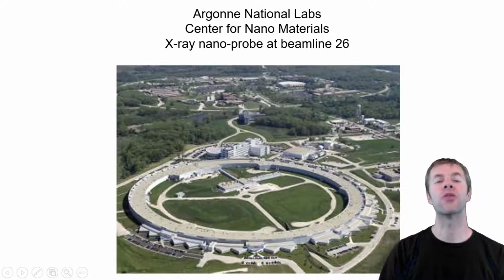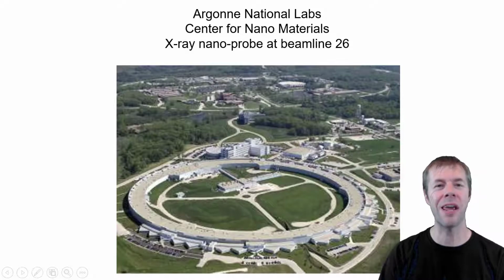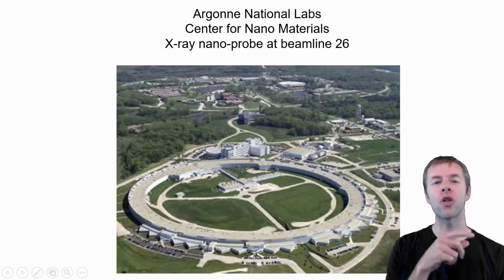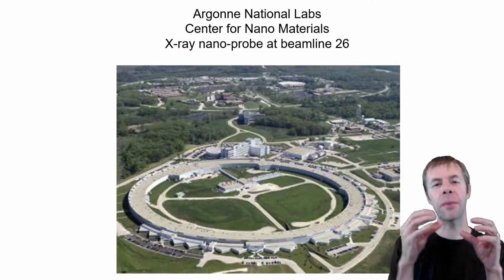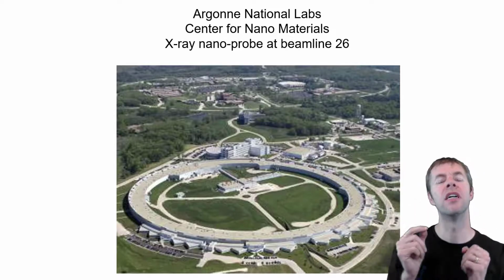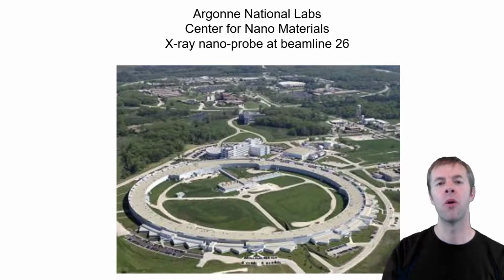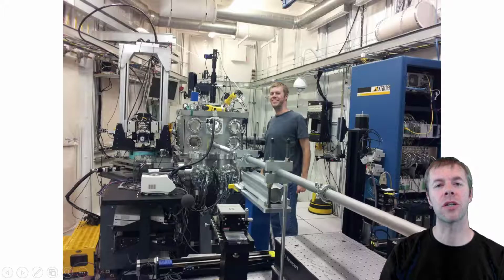I think that's possible. Let's show you what I mean. My research group has been extremely fortunate to be able to make very important measurements at Argonne National Labs, at the Center for Nanomaterials, at the X-ray Nanoprobe. What a name. At Beamline 26. This is a synchrotron facility where an electron beam goes around and around the ring, and we actually capture X-rays that come off different layers.